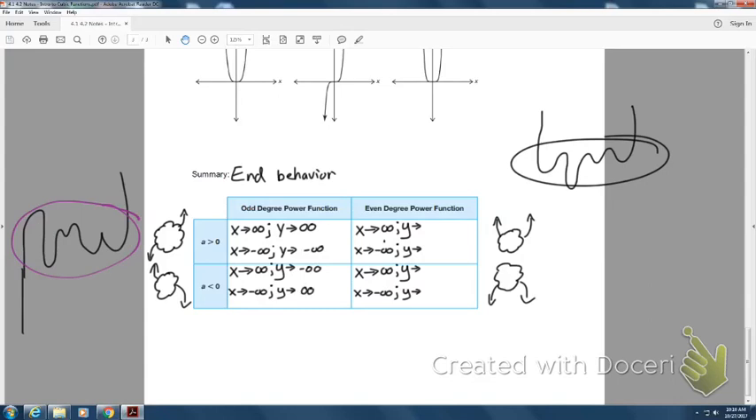Going to the even degree when a is positive. As x approaches positive infinity, y approaches positive infinity. As x approaches negative infinity, y approaches what? Is it going up or down? As x goes to the left, y goes up. Even degree when a is negative. As x approaches infinity, or as the graph moves to the right, is it going up or down? Down. So that would be negative infinity. As x goes to the left, y goes up or down?